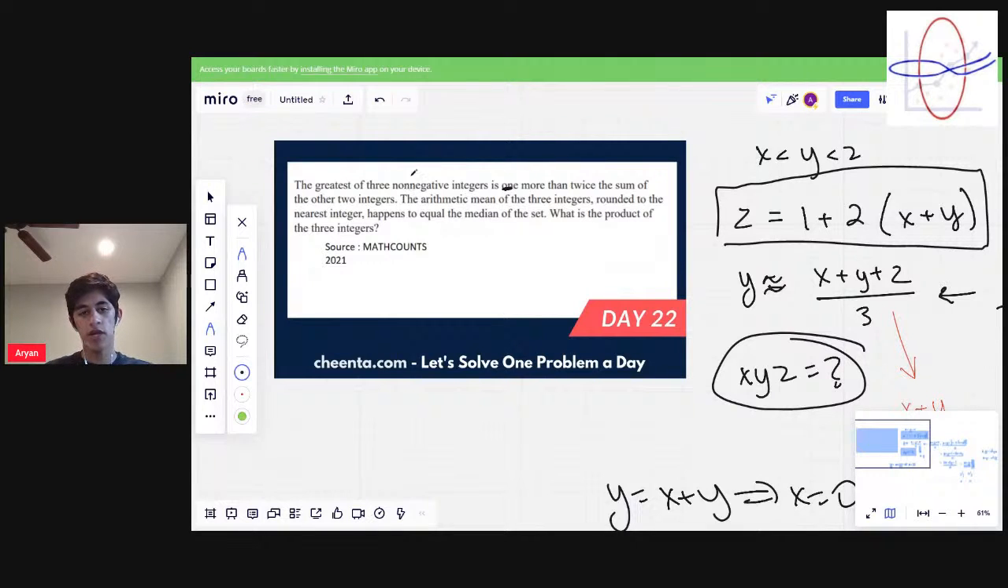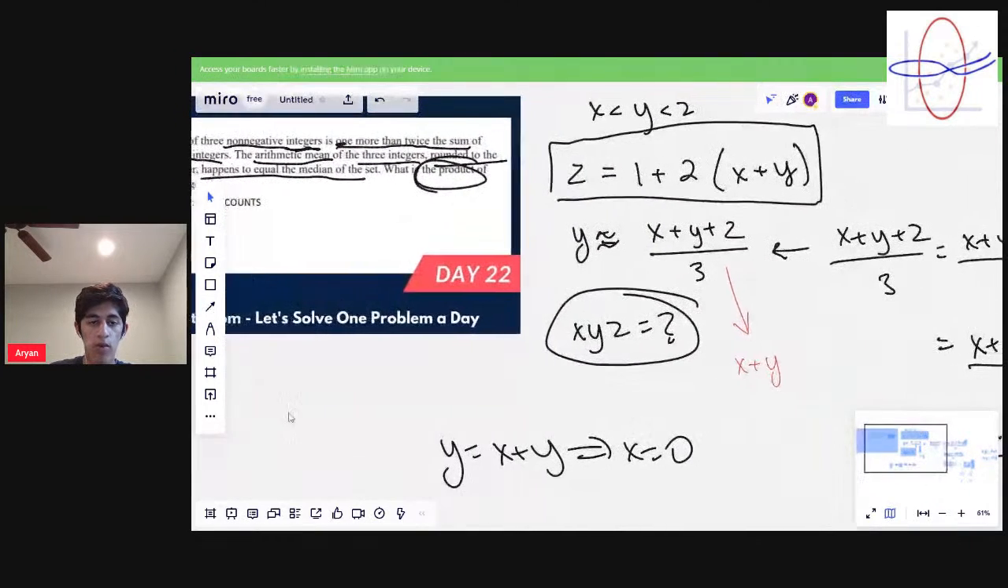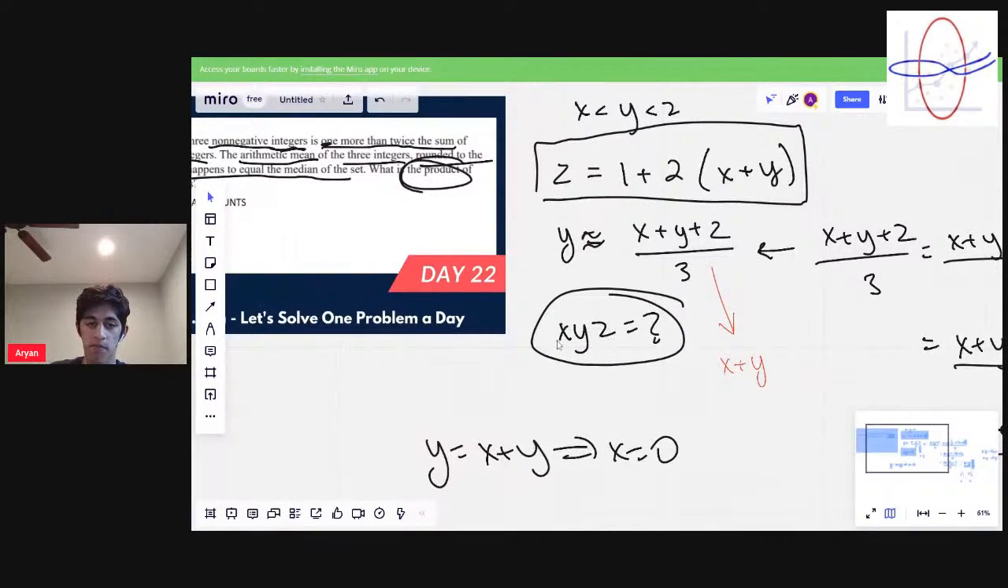The greatest of three non-negative integers, we used the fact that it's non-negative. Let's underline everything important that we ended up using. We already used the fact it's a non-negative integer. We used this statement, one more than twice the sum of the other two integers. We've used the statement about the arithmetic mean of the three integers, and we also took care of the rounding part. So that's done. And they're asking us for the product.